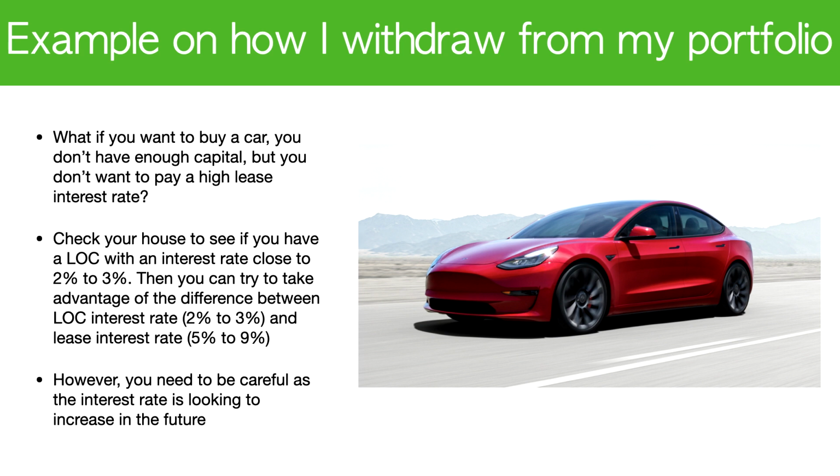Now you can try to take advantage between the line of credit interest rate, which is 2 to 3%, versus the lease interest rate, which is 5 to 9%. So what you're doing here is essentially you're taking the line of credit at 2% to buy a car using all cash, versus getting a lease from the dealership, which is 5 to 9%. So using that, because there is security, so on and so forth, then you are basically having an arbitrage where you're making the difference of 4 or 5% between the lease and the line of credit.